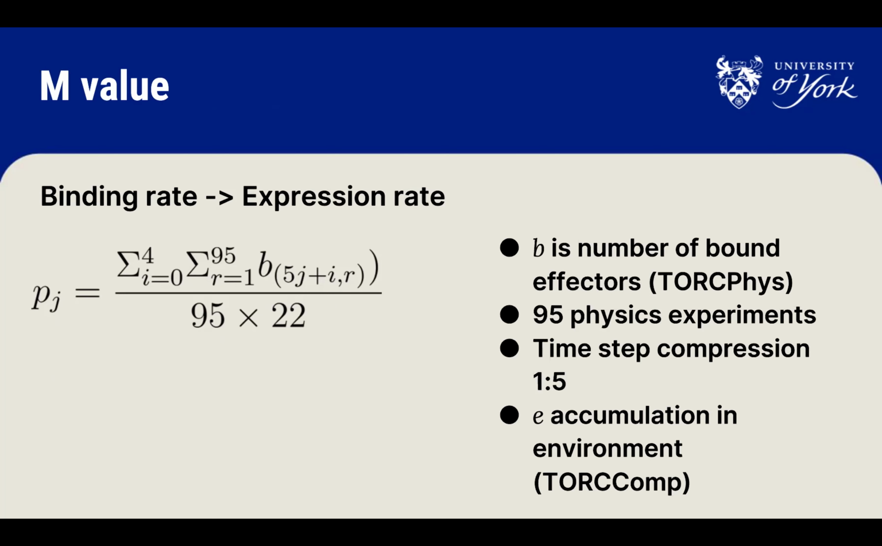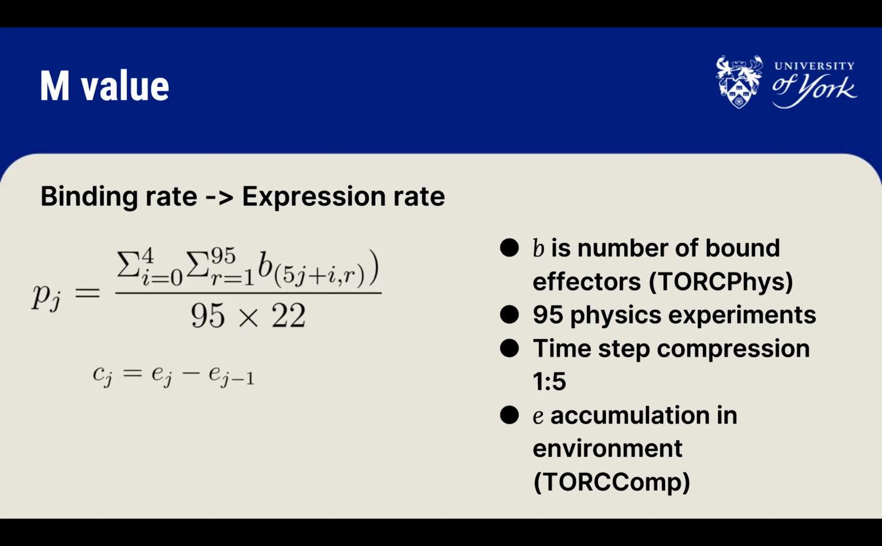But we're going to take the number of effectors bound at each time step. We're going to divide it by 22 once we've done all the summing and math and averaging. And that's going to tell us, in short, how many transcriptions have happened in that time step in terms of the computational model.